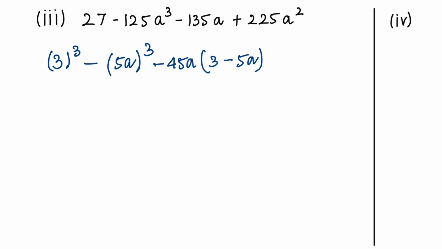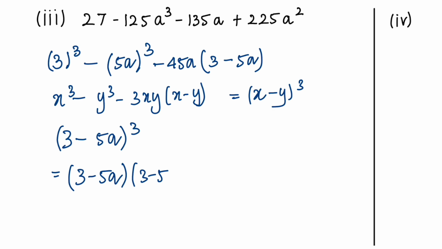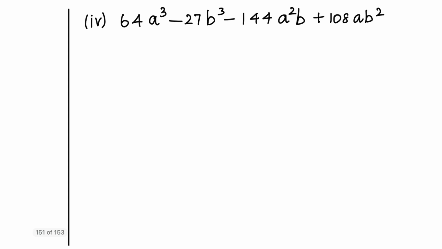Okay, you can take minus 45a as a common factor from the last two terms, and that leaves you with 3 minus 5a. Now this is of the form x cube minus y cube minus 3xy into x minus y. Okay, so that can be written like x minus y the whole cube. x here is 3 and y here is 5a, so 3 minus 5a the whole cube. So that can be further written as 3 minus 5a into 3 minus 5a into 3 minus 5a, and that is the factorized form. Moving on to the next subdivision, again it has negative terms and it has cubic terms, so it should be of the form x minus y the whole cube. Okay, we can just start with that mindset itself.